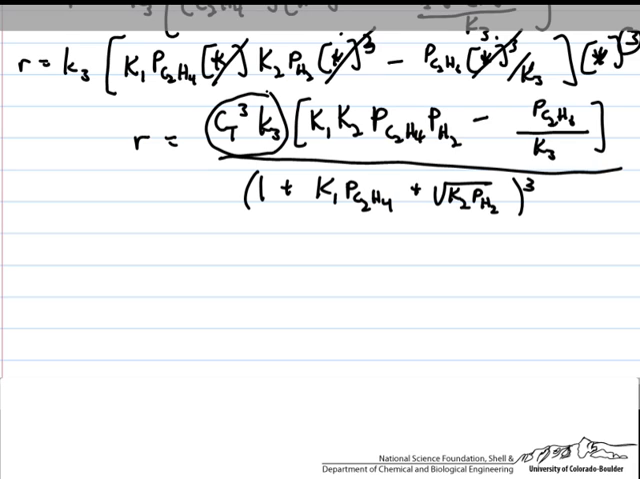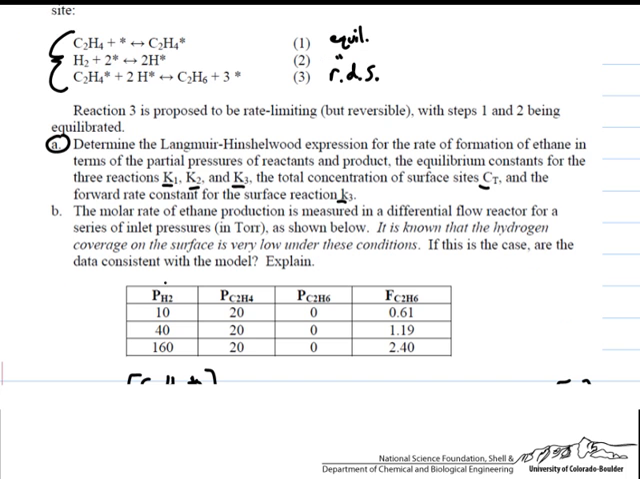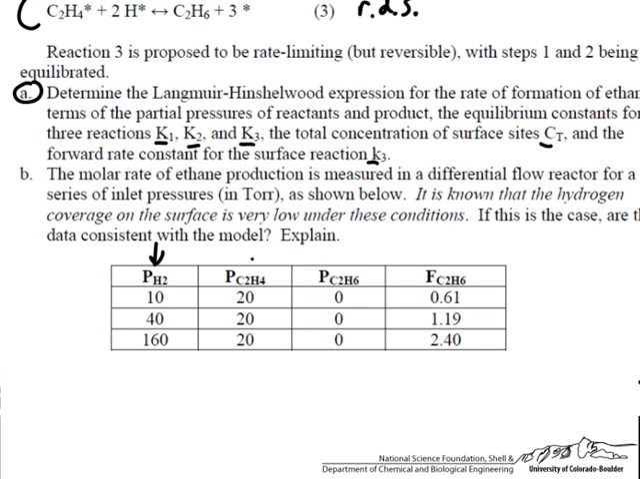And now if we turn to part B of this problem, it shows you some experimental data in which the partial pressure of hydrogen has been varied at fixed partial pressure of the other reactant, ethylene, and the outlet flow rate of ethane has been measured in a differential kind of reactor. All right, and so what we see, you can go through a more rigorous process here, but we'll just look at this very simply because the trends are pretty simple.